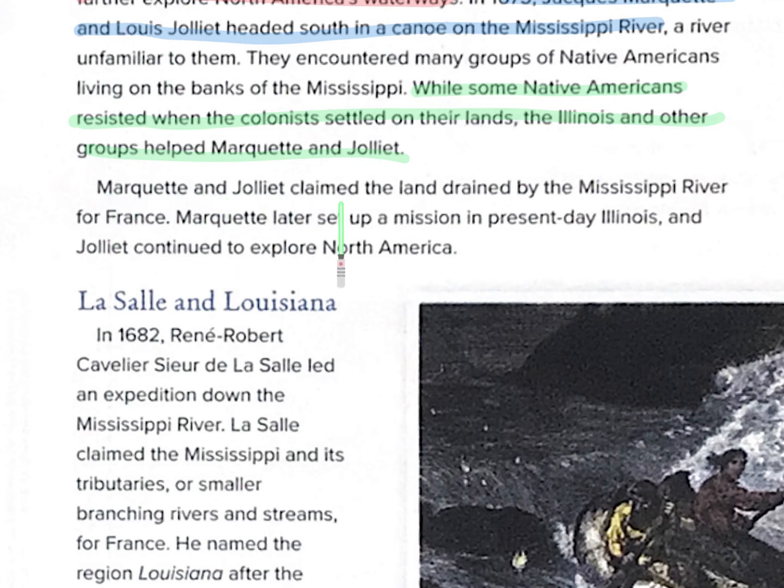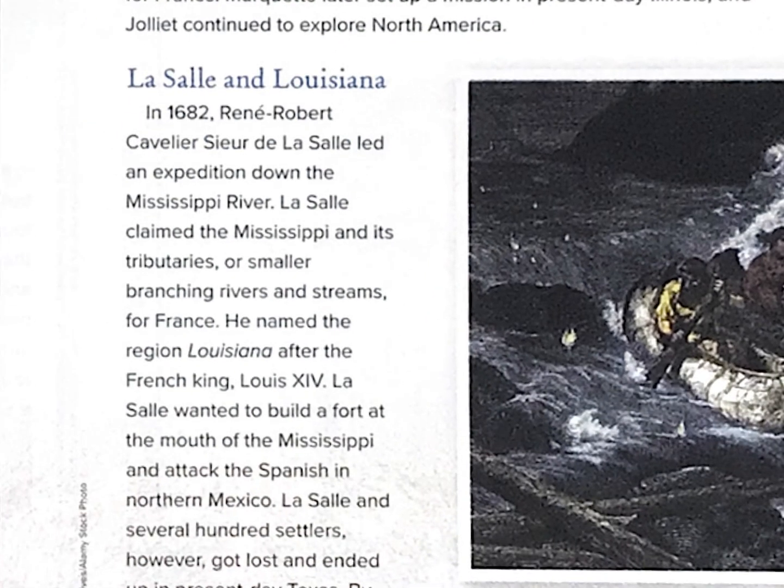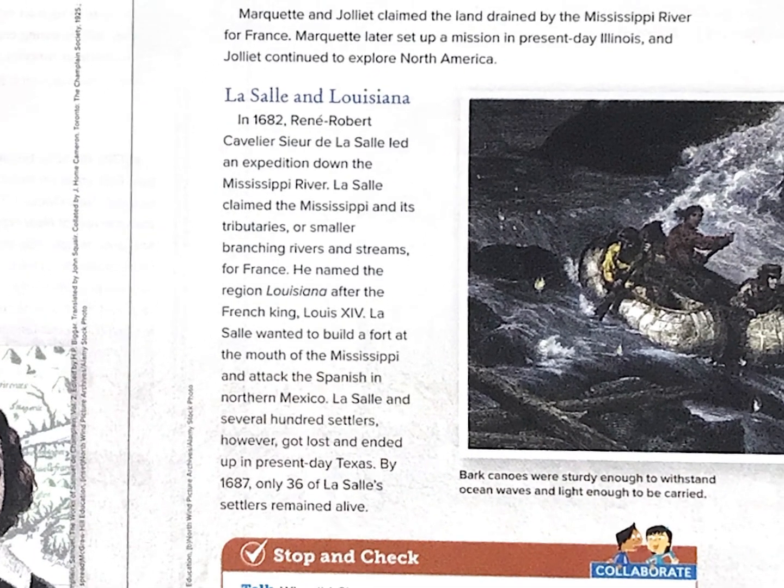Marquette and Joliet claimed the land drained by the Mississippi River for France. Marquette later set up a mission in present-day Illinois, and Joliet continued to explore North America. Very cool stuff. So now we're going to talk about La Salle, Louisiana, and this is a new section in notes, so you need to stop and put this in caps on your notes. And when you're ready, let's go ahead and continue.